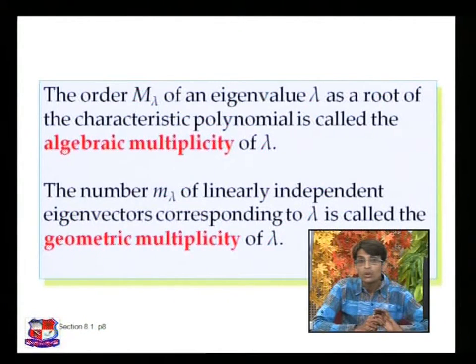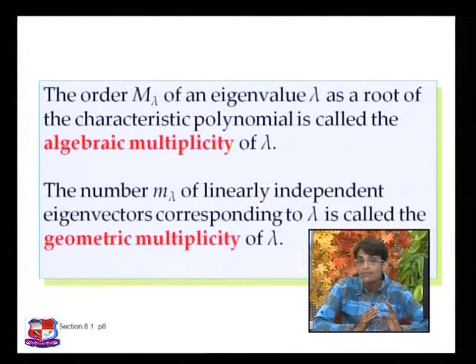Okay, so the order m of lambda of an eigenvalue lambda, as a root of the characteristic polynomial, is called the algebraic multiplicity of lambda. That means the order m lambda of an eigenvalue lambda. If we have the eigenvalue lambda equal to 1, but it appears 2 times, that is, lambda equal to 1 is a repeated solution of the characteristic equation.